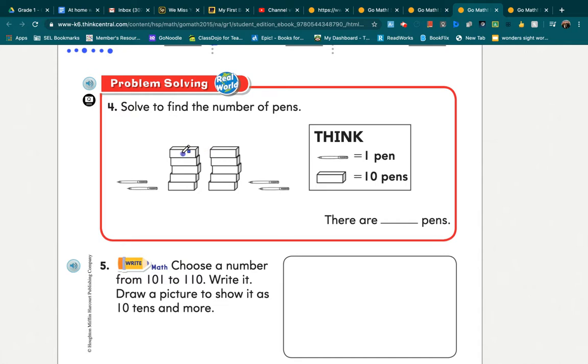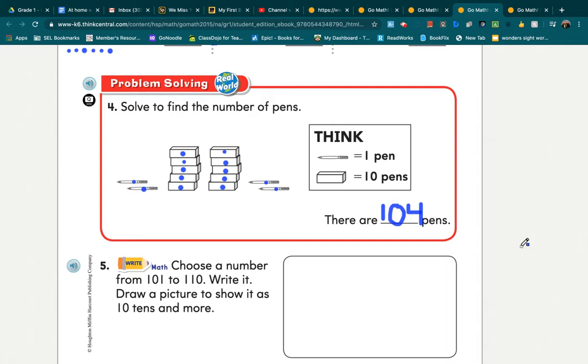So count with me. 10, 20, 30, 40, 50, 60, 70, 80, 90, 100. So the boxes of pens are showing us 100. Let's count on from there because I see some more ones. So we have 100, 101, 102, 103, 104. So how many pens are there? There are 104 pens.